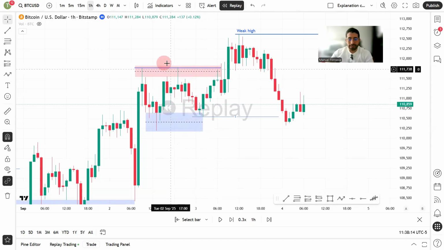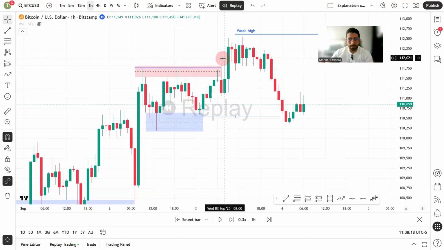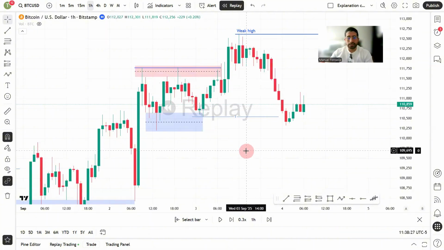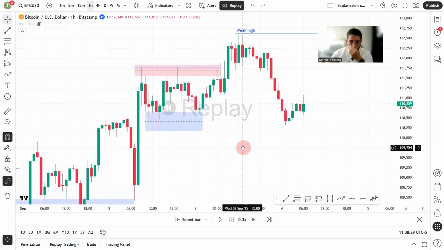So sellers lose their bet because the price had a reaction, and it takes them out with the body of this candle, the one I'm pointing out here. And then boom, with the body of the candle, they're out. So this is the first pattern of liquidity.